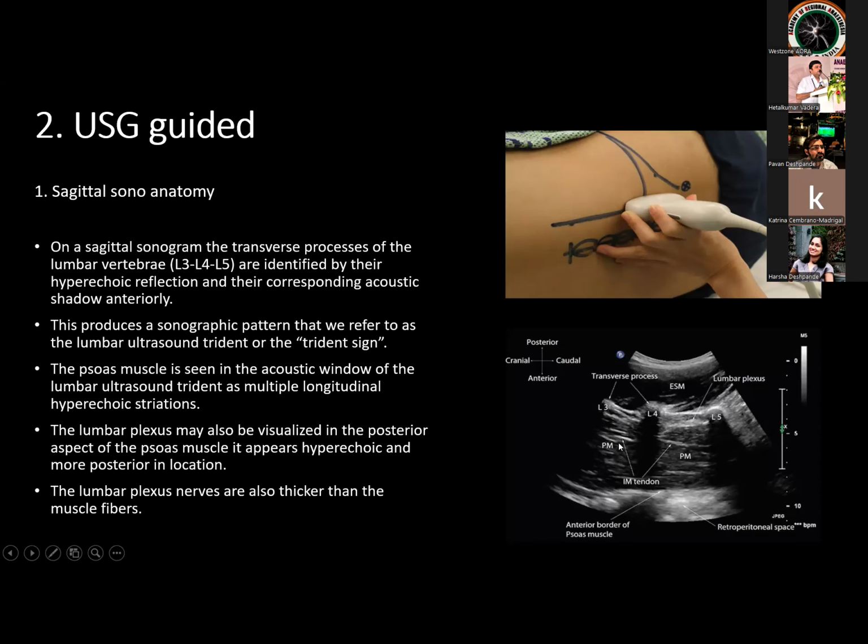The hyperechoic structure in between L3, L4, and L5 is the psoas muscle. In the posterior compartment of the psoas muscle, there is the lumbar plexus, which can be visualized as a hyperechoic structure, and it is the most posterior in location. The lumbar plexus nerves are also thicker than the muscle fibers. So here we can see some hyperechoic structures which can be the lumbar plexus.